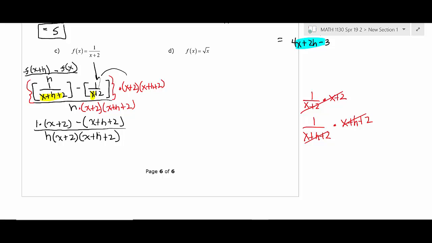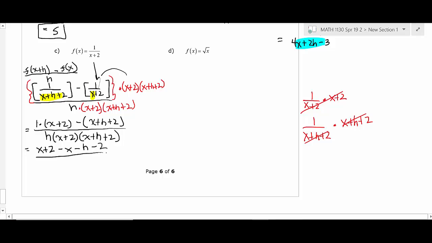So now I want to distribute, collect like terms in the numerator, and then we'll see what we get. So that's going to be x plus 2, distribute the minus through, so minus x, minus h, minus 2, all over h times x plus 2 times x plus h plus 2. What happens in the numerator? Stuff cancels out, right? The x's cross out, the 2's cross out. So we're left with this.